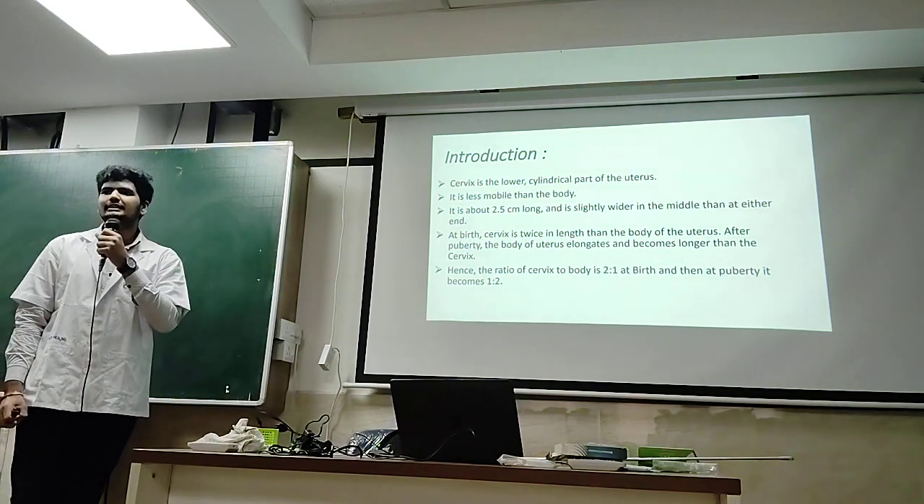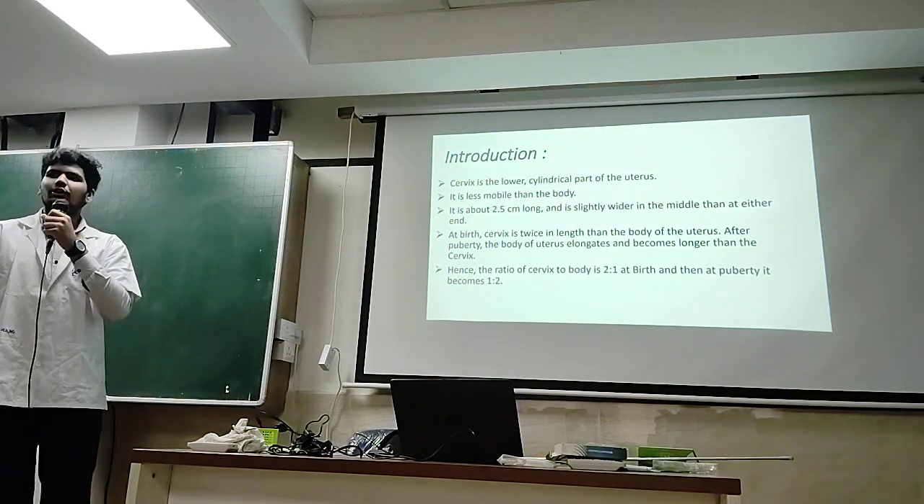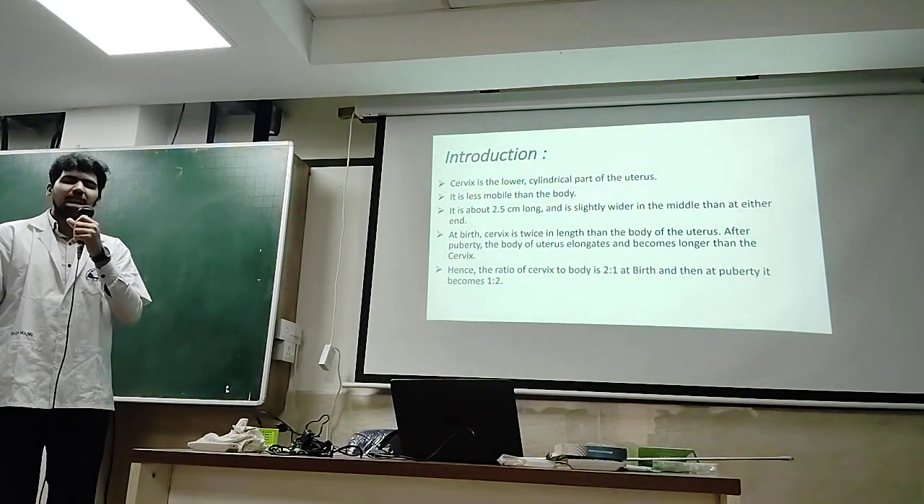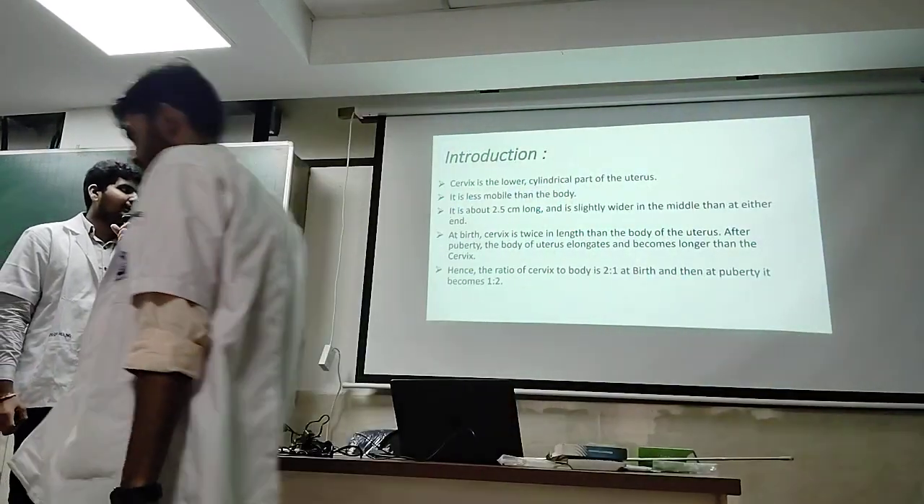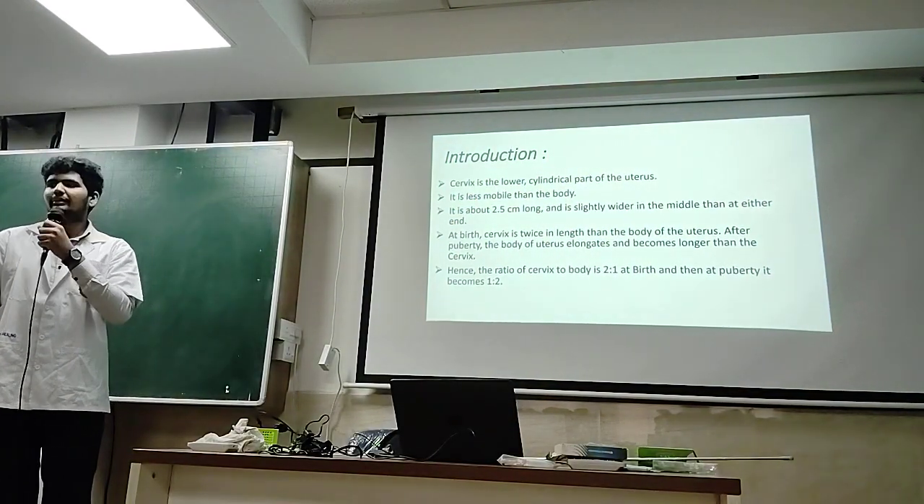At birth, the cervix is twice the length of the body, and after puberty, the body of the uterus elongates and becomes longer than the cervix. Hence, the ratio of cervix to body at birth is 2:1, which reverses after puberty and becomes 1:2.